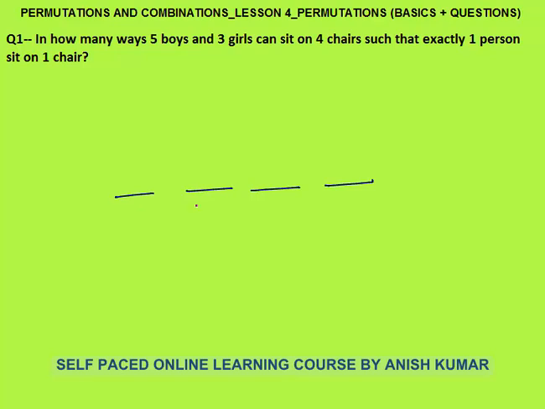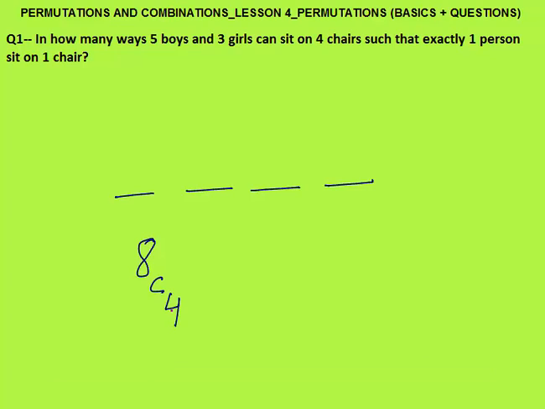So what I will do, I will first select the 4 persons who will sit on these 4 chairs. In how many ways can I do that? I can do that in 8C4 ways. In 8C4 ways, I will first select 4 persons out of 8.